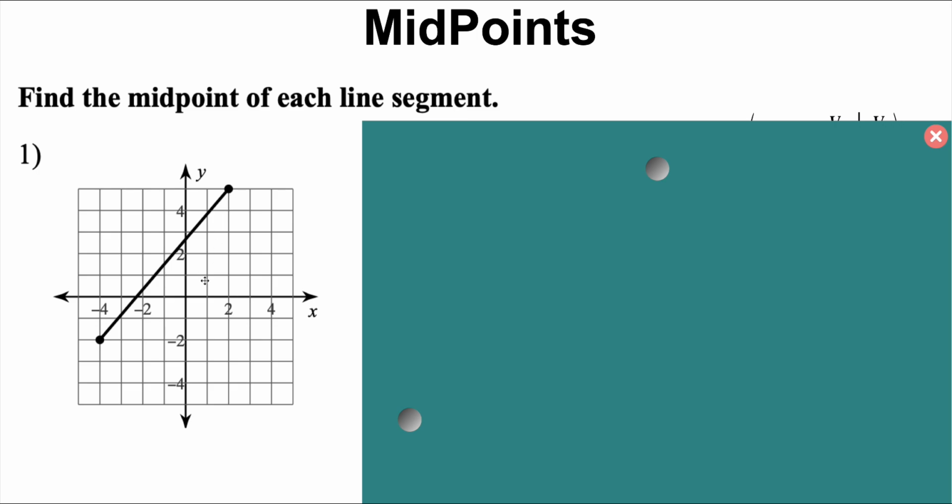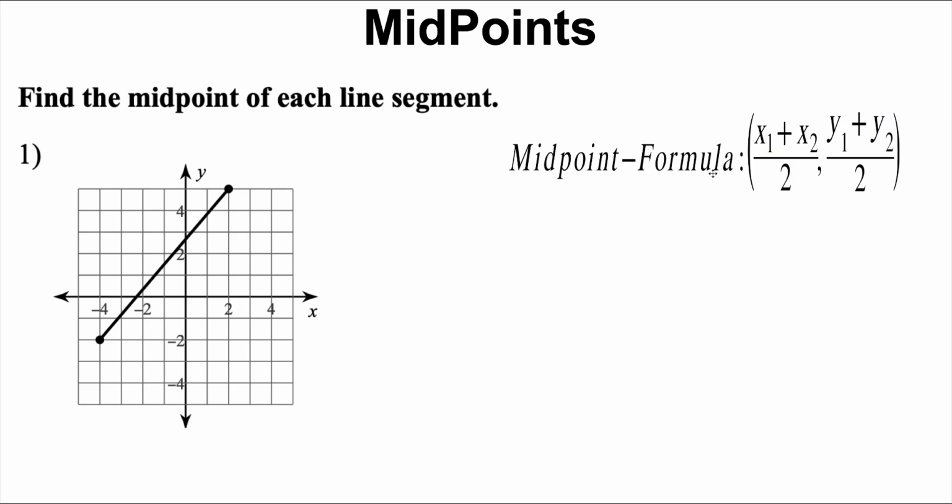Okay, so basically what you're doing is you can think about it like averaging the x values from here to here and the y values from here to here. And there's a formula called the midpoint formula where it has x sub 1 plus x sub 2. You add the x's divided by 2. And then you do the same thing with the y's.